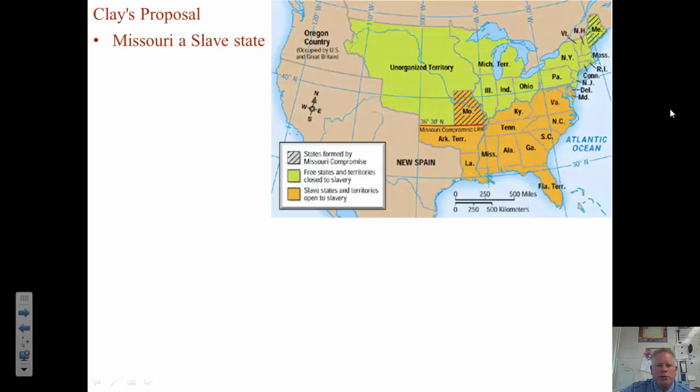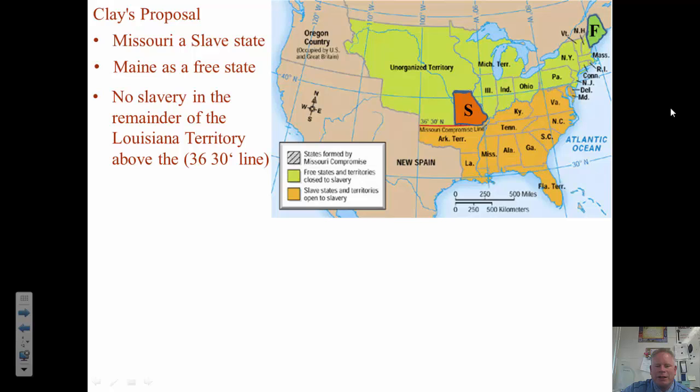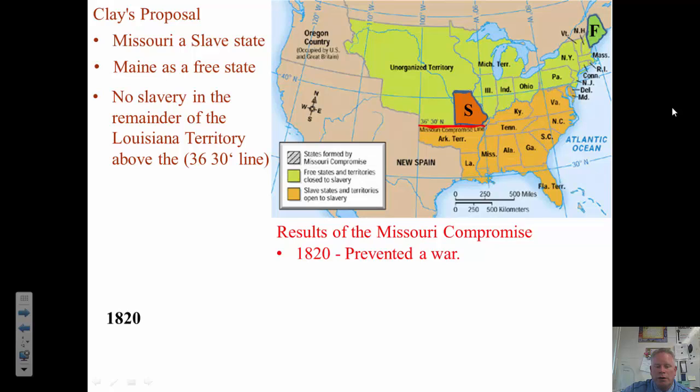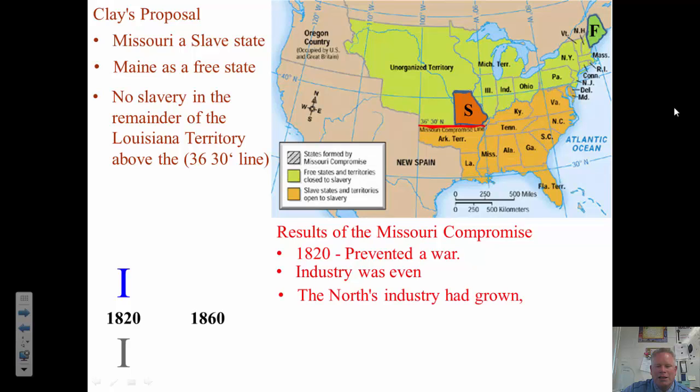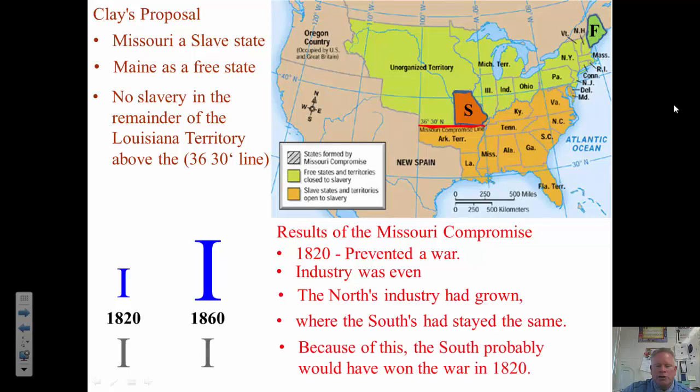So Clay's proposal: Missouri would come in as a slave state, and Maine would come in as a free state, and there would be no slavery in the remainder of the Louisiana Territory above the 36°30′ line. So the results of the Missouri Compromise: it basically prevented a war. In 1820, industry was even between the North and the South. The North had just as much industry as the South. In 1860, the North's industry had grown over that 40 years, so they had a lot more industry than the South did, which basically stayed the same. So because of this, the South probably would have won the war in 1820, because they almost won it anyway, being out-industried in 1860.